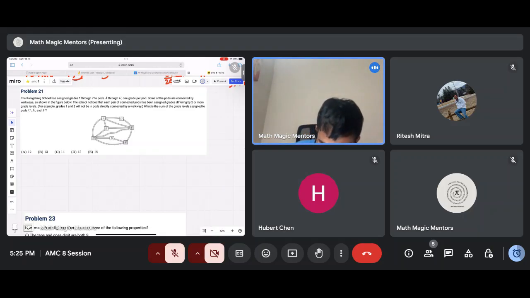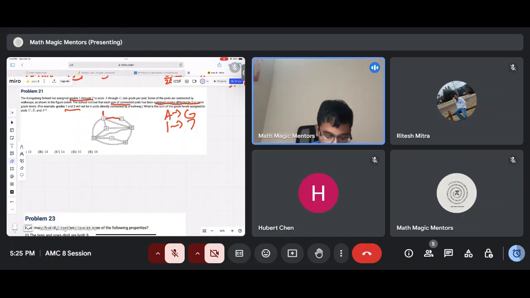So each pod is assigned 1 grade from 1 to 7. So there's 7 letters from A to G, and they're each assigned some number from 1 to 7. The school noticed that each pair of connected pods, so let's say A and G are connected, has been assigned grades differing by 2 or more grade levels. So you can't have A as grade 1 and G as grade 2, as they mentioned here. You'd have to have 3 or above.